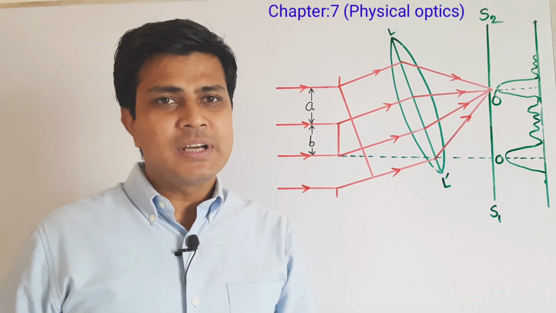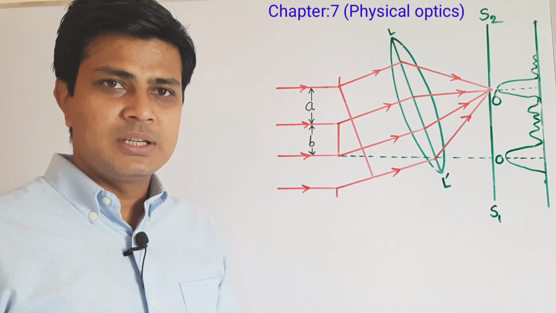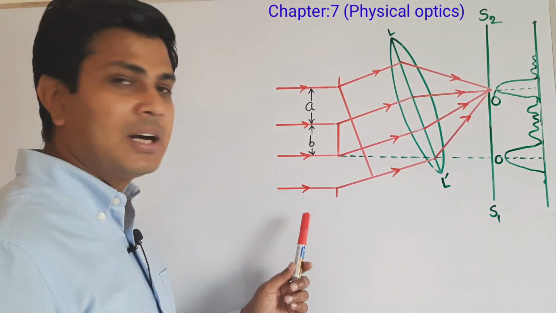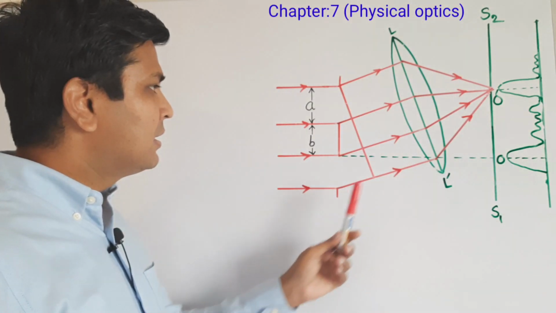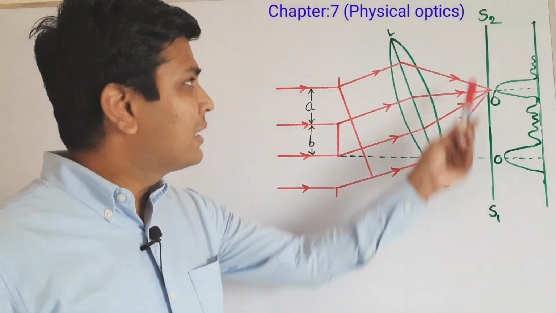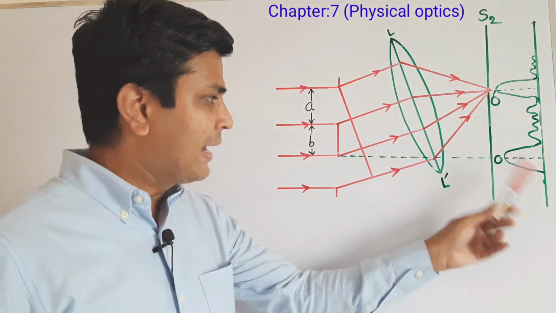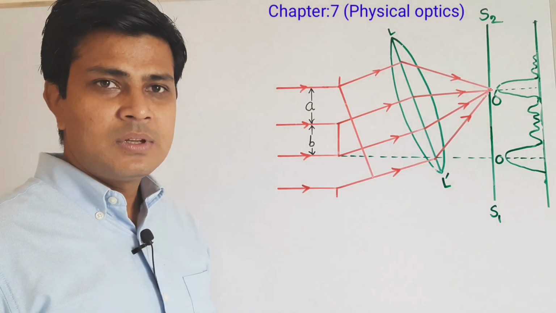Now I am going to discuss the diffraction by the plane transmission grating. In the figure you can see a grating. This is the grating and this is the convex lens, and S1 S2 is the screen, and you can see here that is another screen.